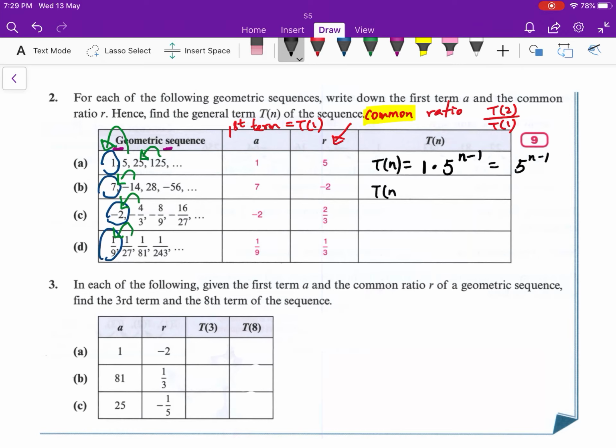Then next one. Tn will equal to a times r to the power n minus 1. So a lot of the students will do it like this: 7 times negative 2 to the power n minus 1. Don't do like that, please, because you have a negative. If you have a negative, I strongly suggest you give me a bracket.